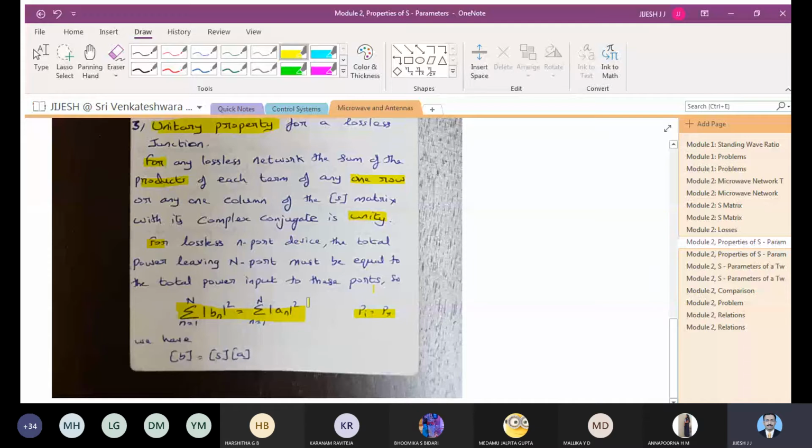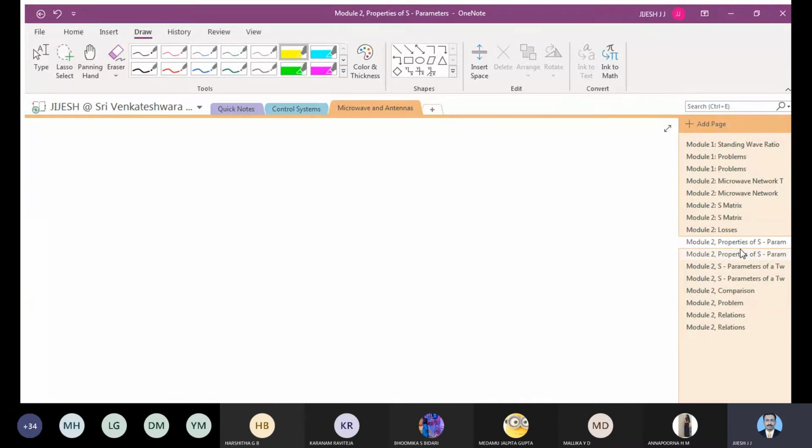So we are taking that input power is the same as the output power. That is what we defined: summation of this is equal to summation of this. We already defined that B is equal to matrix S into matrix A. This equation is known to us. So if you have completed this portion, we will just continue further. Is it over? Yes, sir. Okay, so these two equations you just understand. We are going to use them further.